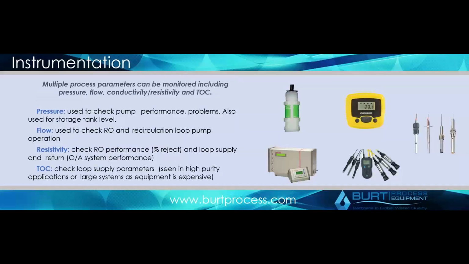We mentioned a little bit during the RO section some of the instrumentation involved in these systems. Obviously, resistivity and conductivity, which are basically inverses of each other, are often utilized on the RO system to monitor percent reject. They're also very often installed on the loop feed and potentially the loop return to monitor the quality actually going out to the various processes that you are feeding. Pressure is often utilized. Many times the pumps on the distribution side of the system will be on VFDs, and this can be used as a means for the VFD control, as well as flow sensors on either the RO feeds or the distribution feeds.